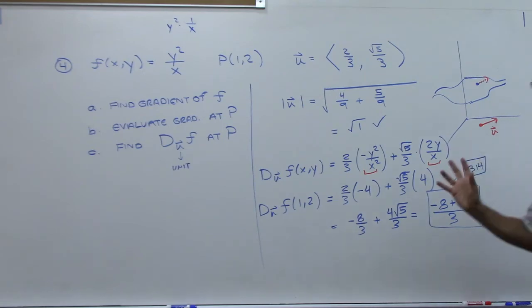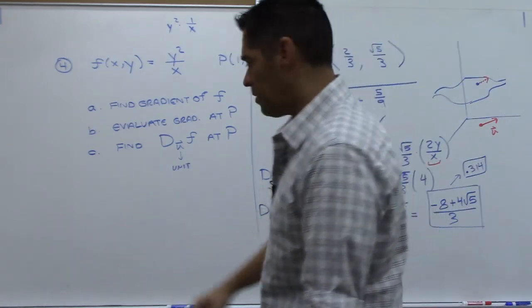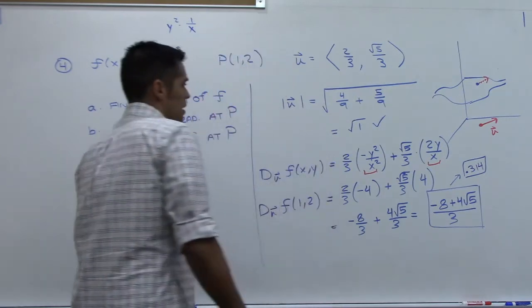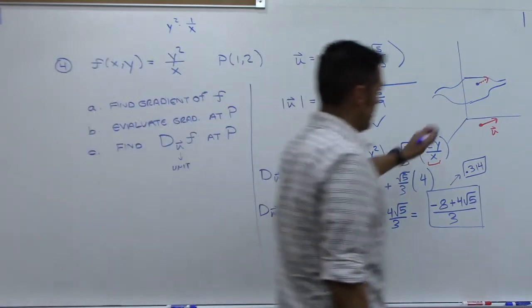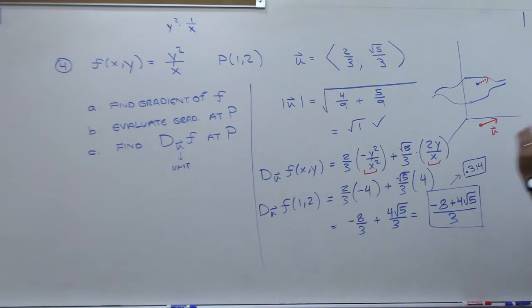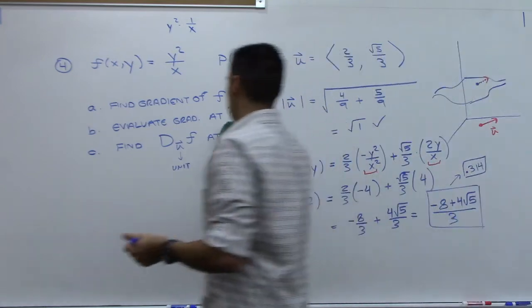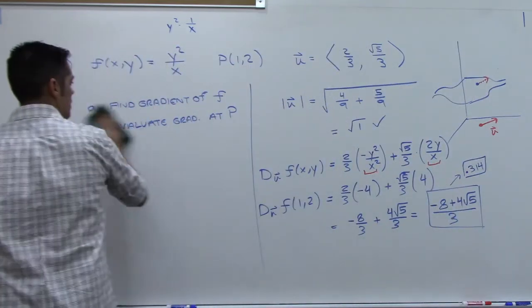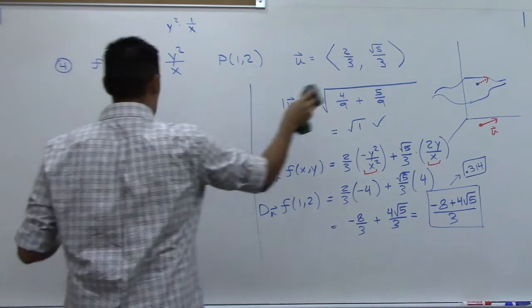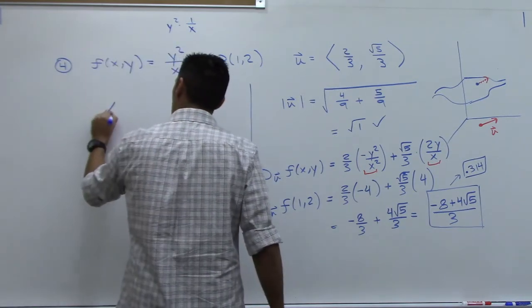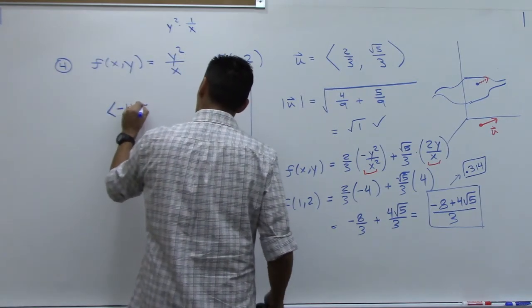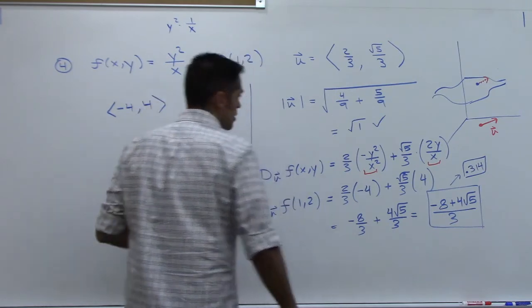Now, the key, and the reason why I'm bringing this up, and the problem doesn't ask this, is that if I'm standing at this point, the steepest ascent that I could have is actually the direction, not this direction, but the direction of the gradient vector. Now, the gradient vector we found, right? The gradient vector at that point was the vector negative 4, 4.